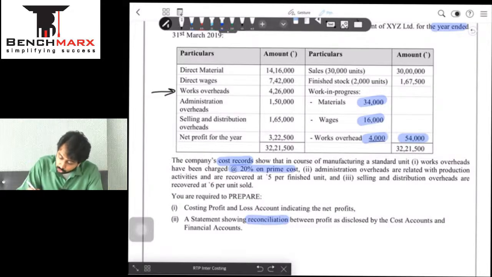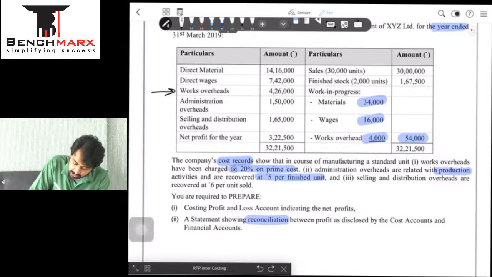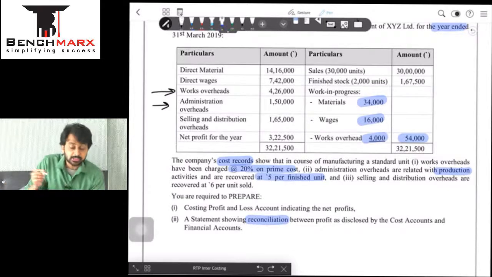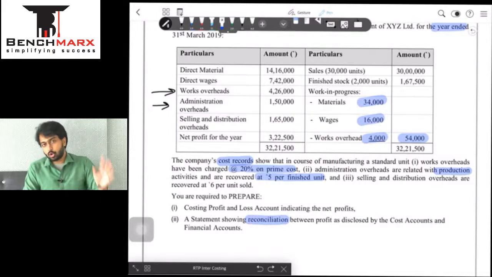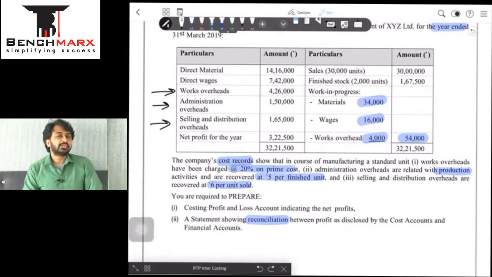ठीक है. Then admin overheads are linked with the production. ठीक है. So they have themselves mentioned the fact that admin costs are production based. Admin costs are production based. ठीक है. And they are recovered at 5 per finished unit. So whatever is my FG production, that into 5 is my admin overheads, and the same admin overheads are 1,50,000 in the financial records, which means if there is a difference, this will also be a part of reconciliation. ठीक है. And S&D overheads are recovered at 6 per unit. This will come in my cost sheet, and this is my actuals. Difference in the two will be a part of reconciliation.